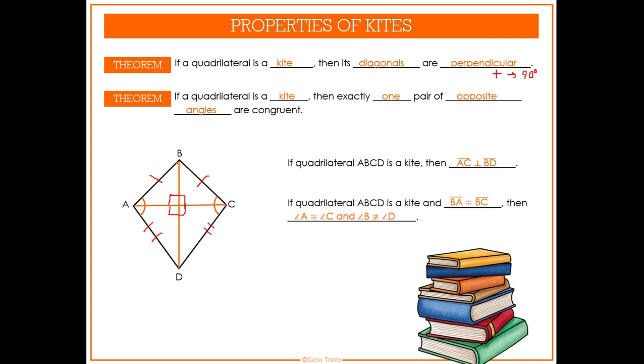So, those are our theorems for kites. Things to remember one more time. The angles are in between the sides of different length. That's a nice little cheat sheet for us.